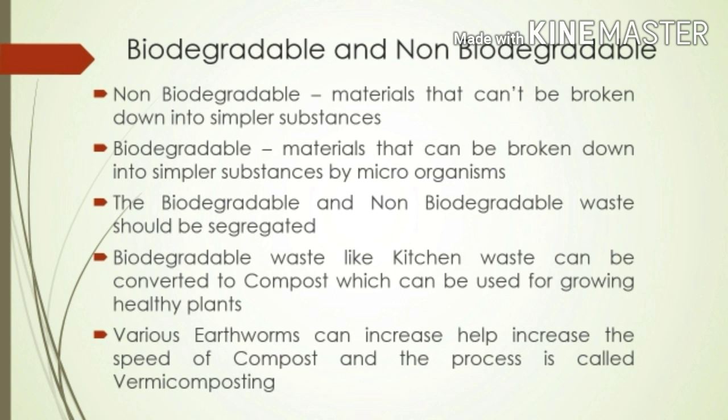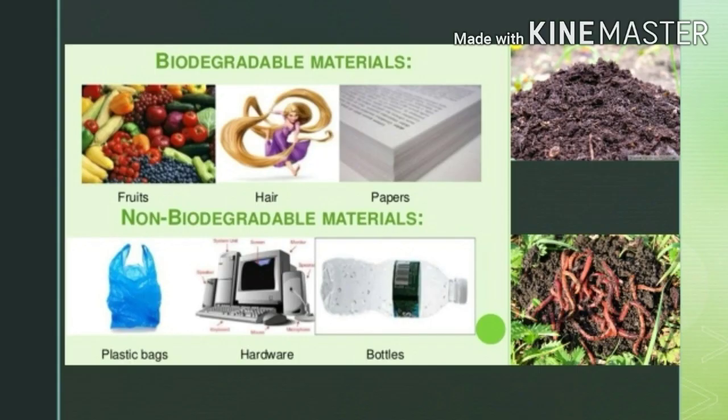Now, compost. Compost is formed with the help of materials which are biodegradable. A process called vermicomposting is done with the help of worms to form compost. The common worms are called red worms and white worms. Here are a few examples of vermicomposting, compost, and biodegradable and non-biodegradable materials.